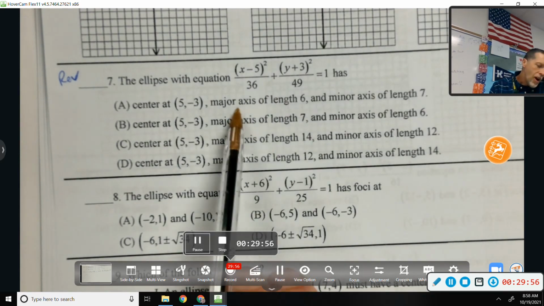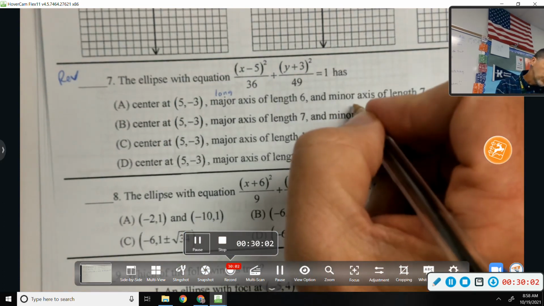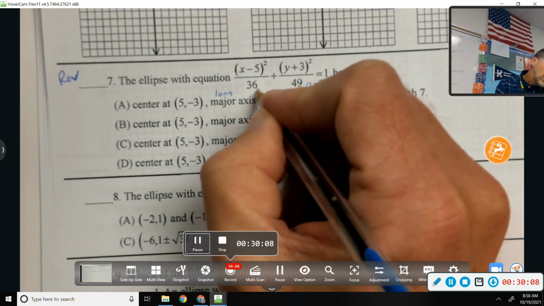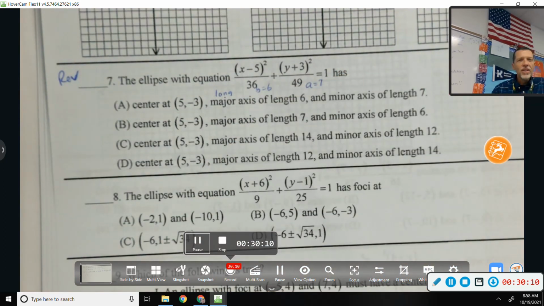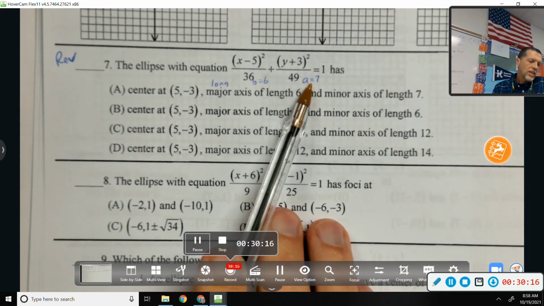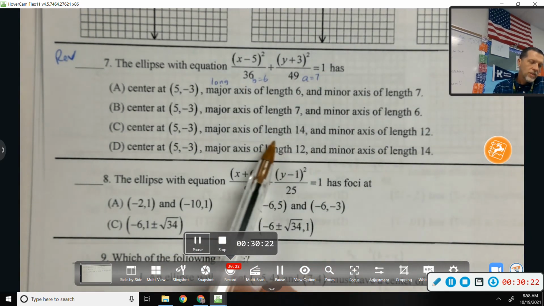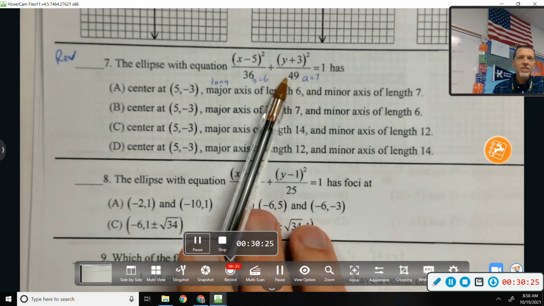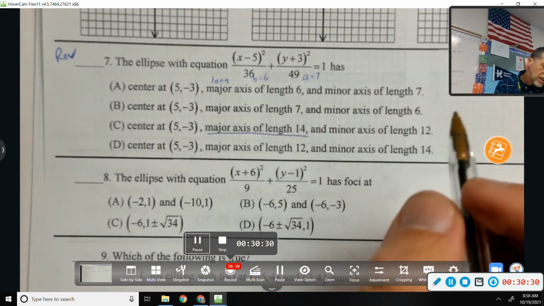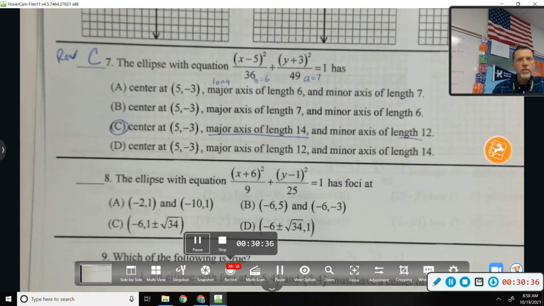All right, major axis is the longer one. Minor axis is the shorter one. So A is 7, B is 6. But be careful. Ty, this relates to your question from earlier. If A is 7, 7's bigger than 6, so that means this is the major. But how long is the major axis? 14, because you're going 7 up and down. So be careful with that one. Major is 14. Minor should be 12. Good question. You're welcome.